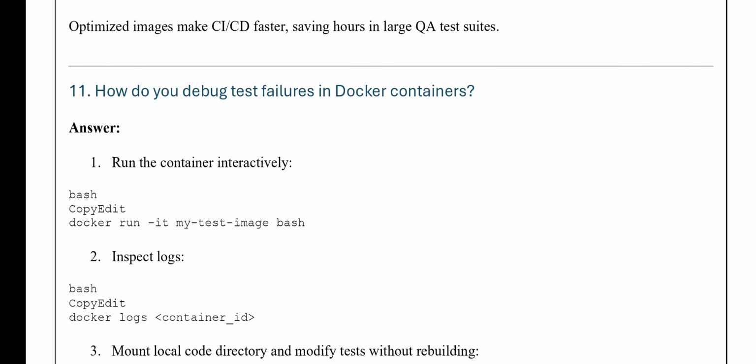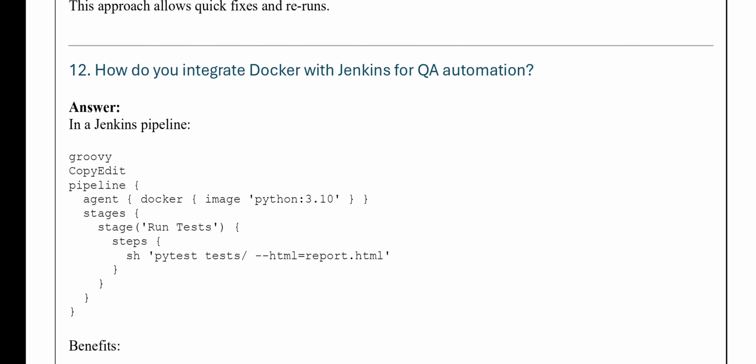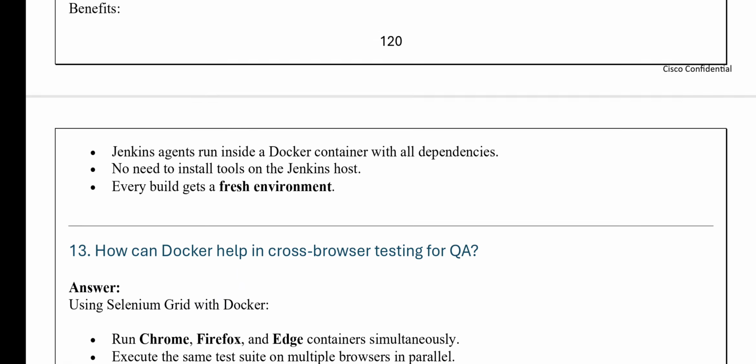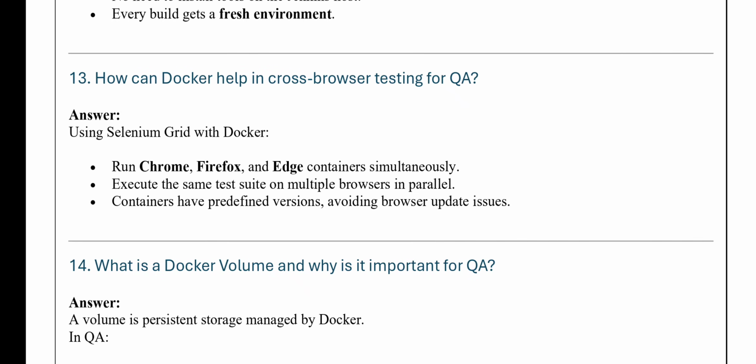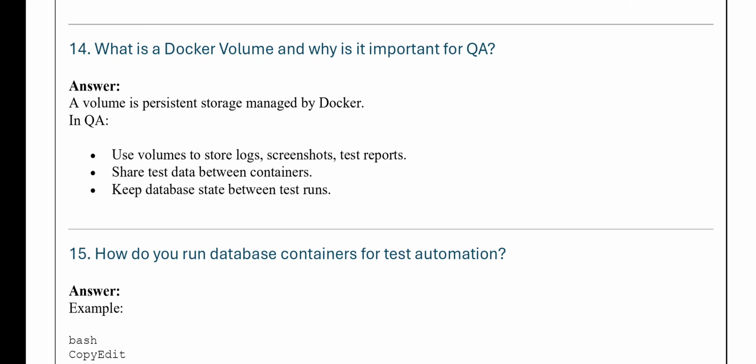How do you debug test failures in Docker containers? How do you integrate Docker with Jenkins for QA automation? How can Docker help in cross-browser testing for QA? What is a Docker volume and why is it important?